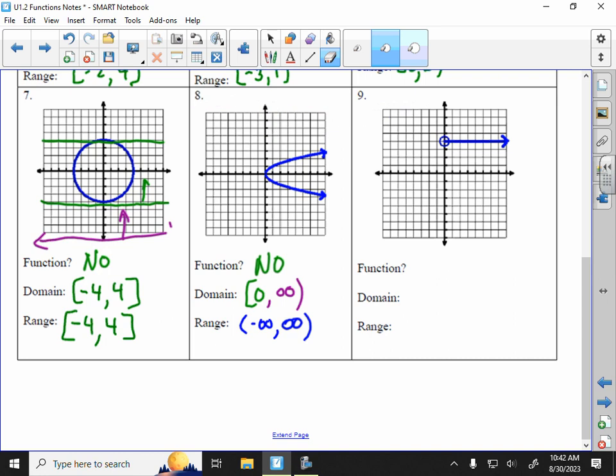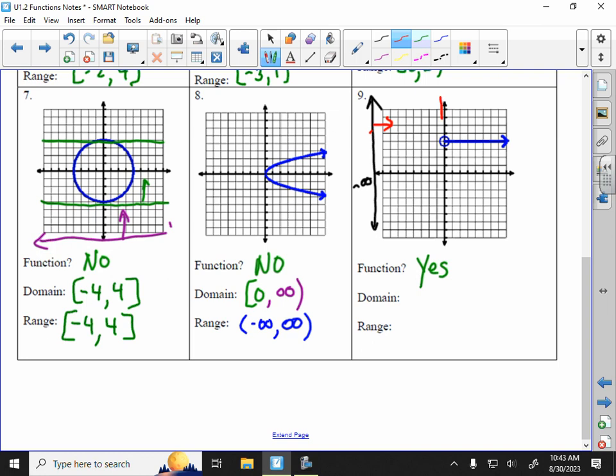All right, and then the last one, number 9. Function. Yes, this is a function because every vertical line that's drawn only intersects one time. Okay, now let's do the domain. And again, we start at the furthest left and ask ourselves, will that vertical line ever intersect this graph? Oh, no, it won't. So I start to slide it across, find out when does it first hit. Well, it's first going to hit right here, and that's when x is 0. And because of the open circle, we use our parentheses.